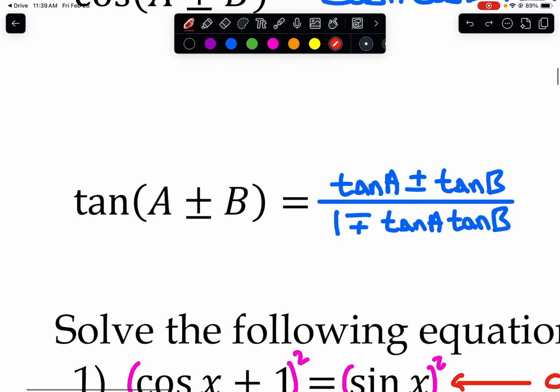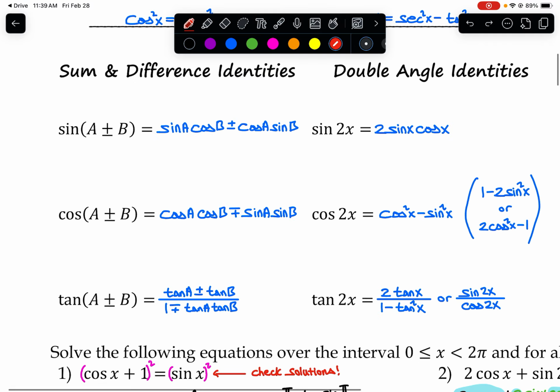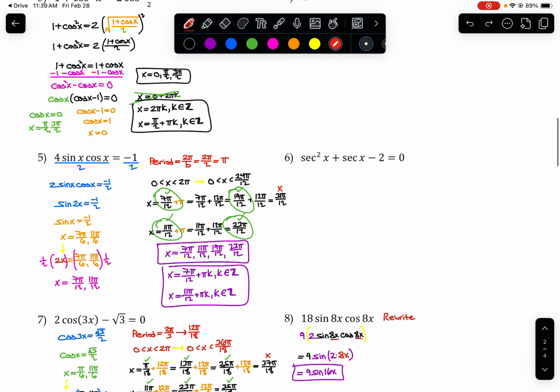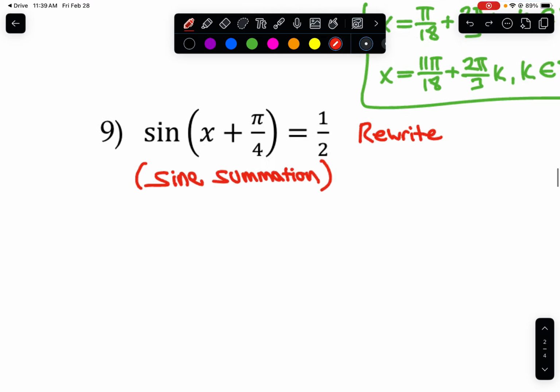And then you can take a peek at tangent. Notice how we have both a plus minus and a minus plus. So just be cognizant of those signs, because those signs really do matter, and they really can make or break your entire problem.